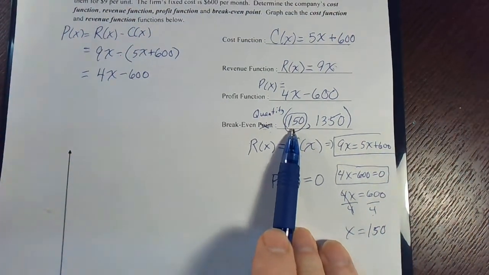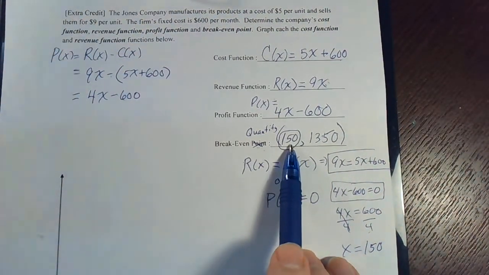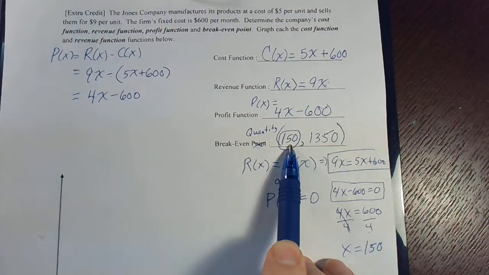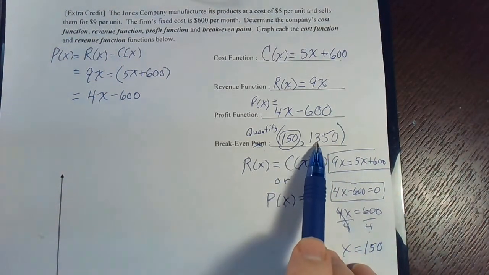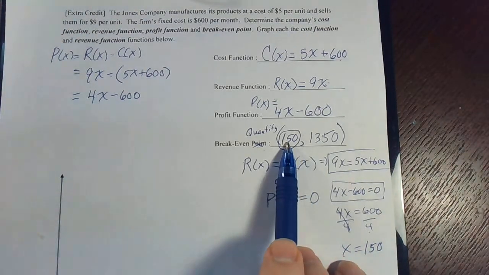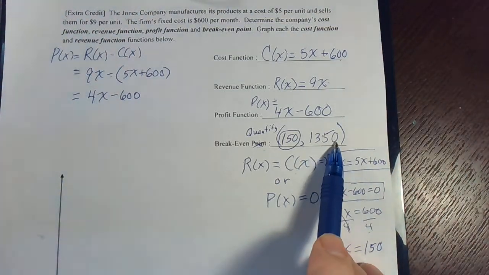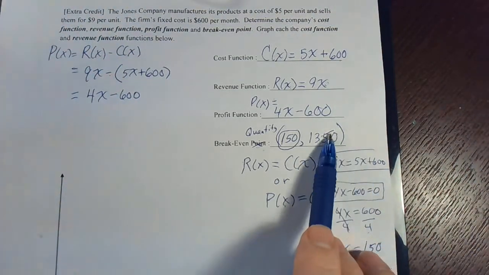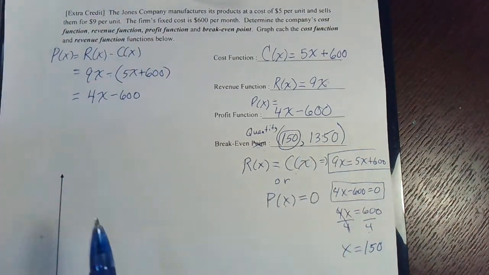So just to repeat that, the break-even point is if you produce and sell 150 items, your profit is going to be 0. What is this number? Well, if you produce and sell 150 items, it's going to cost you $1,350, but you're also going to have $1,350 in revenue coming in, which gives you your 0 profit for your break-even point.